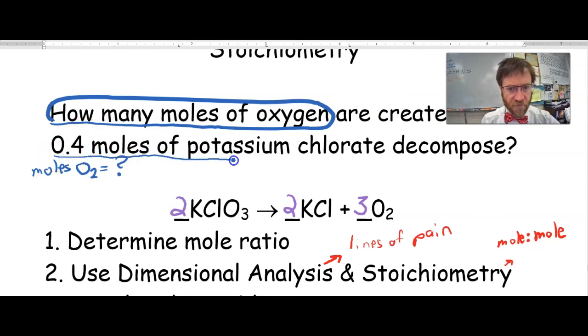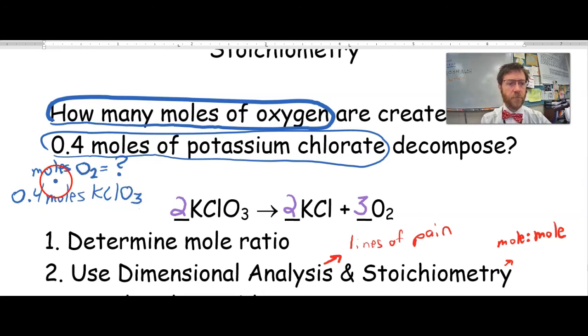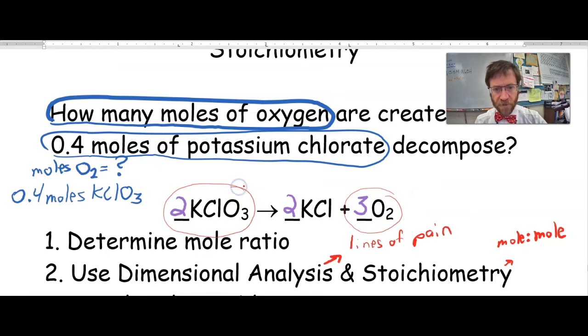Are created when 0.4 moles of potassium chlorate decomposes. So that's going to be 0.4 moles KClO3. Okay. Guys, it's no longer a word problem. I got to get to moles of oxygen from moles of KClO3. So I got to go from here to here.